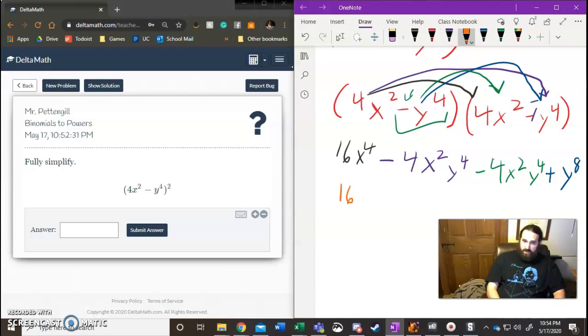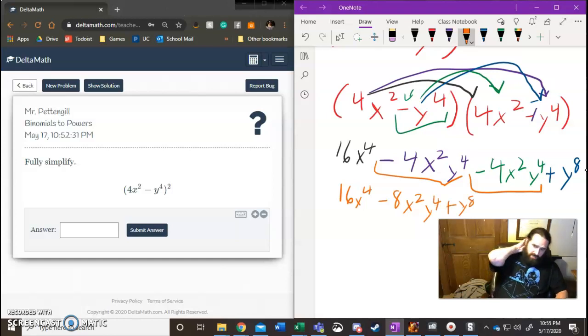So 16x to the fourth, because there's nothing else with an x to the fourth. They're just all done. This x squared y to the fourth, there's two terms with x squared y to the fourth. So negative 4x squared y to the fourth plus negative 4x squared y to the fourth, that's a negative 8x squared y to the fourth. And then we have that y to the eighth at the very end, plus y to the eighth.